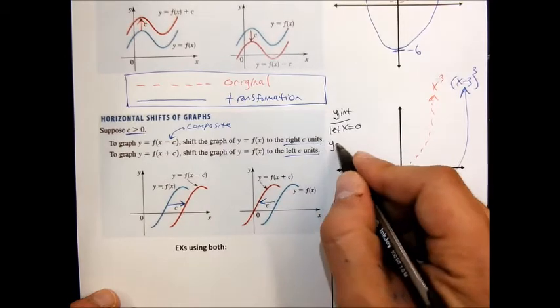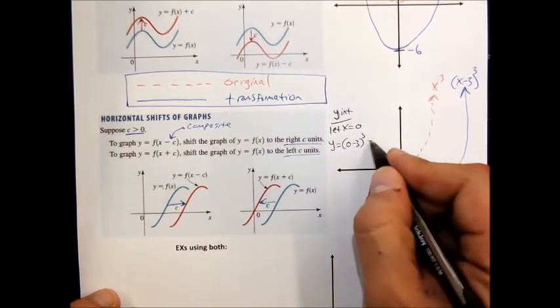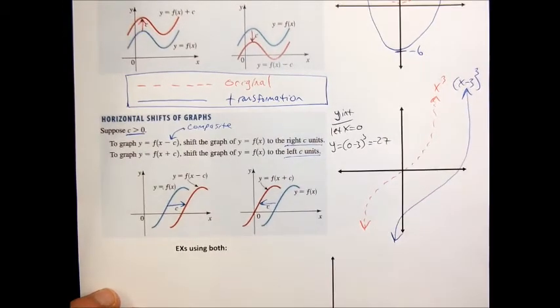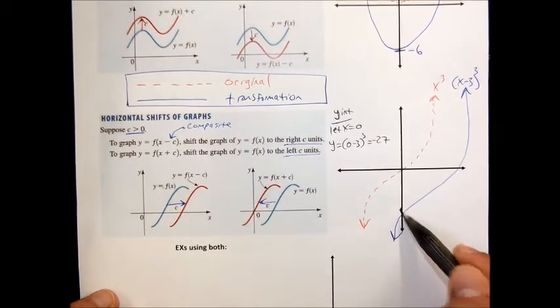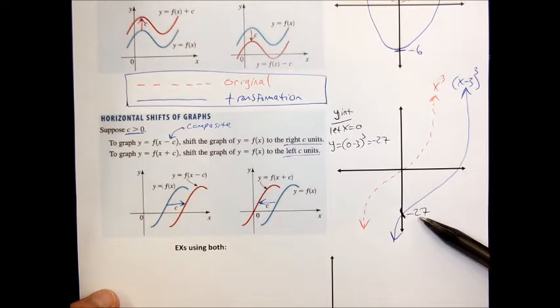So you have y equals 0 minus 3 cubed, which is minus 27. And so this new intercept down here is going to be at minus 27. So we have that new intercept.